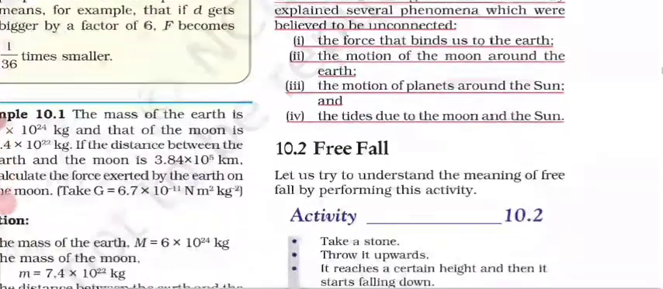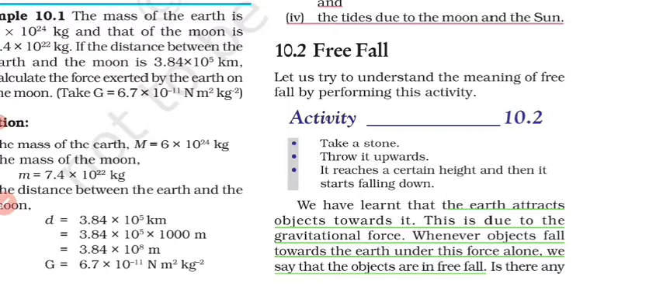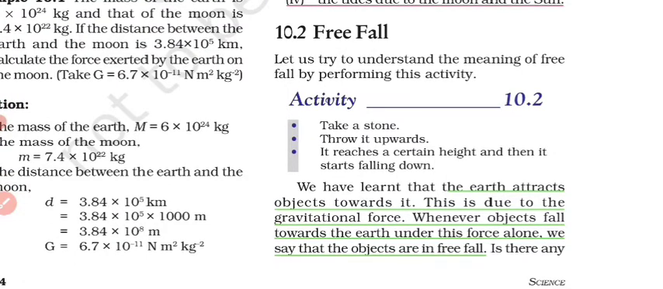Okay, now see the next point, free fall. Let us try to understand the meaning of free fall by performing this activity. Take a stone, throw it upwards, it reaches a certain height and then it starts falling down. From this we have learned that the earth attracts objects towards it. This is due to the gravitational force. Whenever objects fall towards the earth under this force alone, we say that the objects are in free fall.